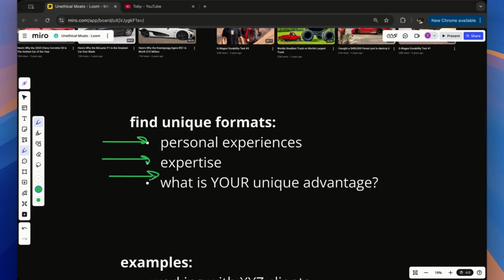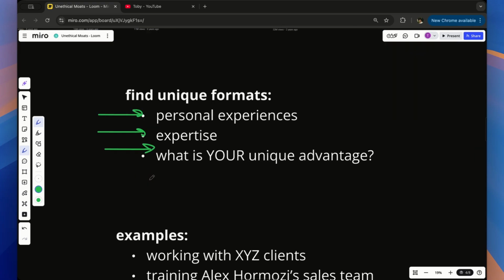And finally, what is your unique advantage? So it's what makes your content different from everyone else. Whether it's the volume, whether it's an insane amount of quality, whether it's the prep beforehand, whether it's the guest selection, there's so many different factors.